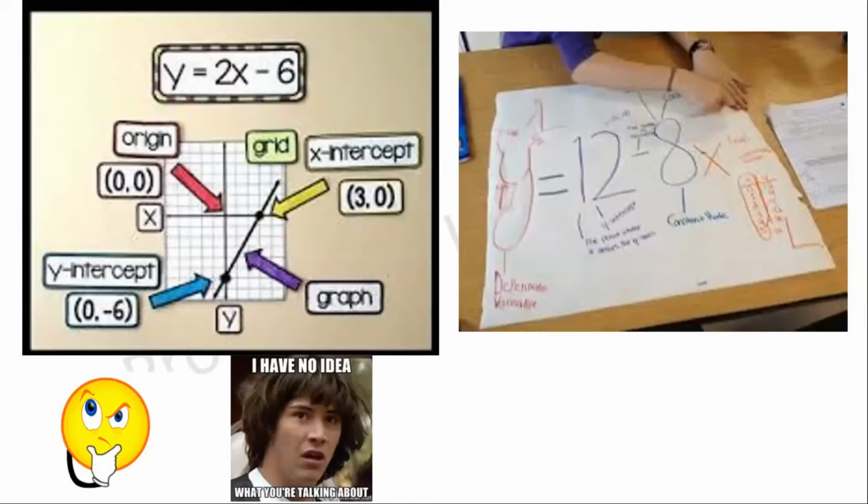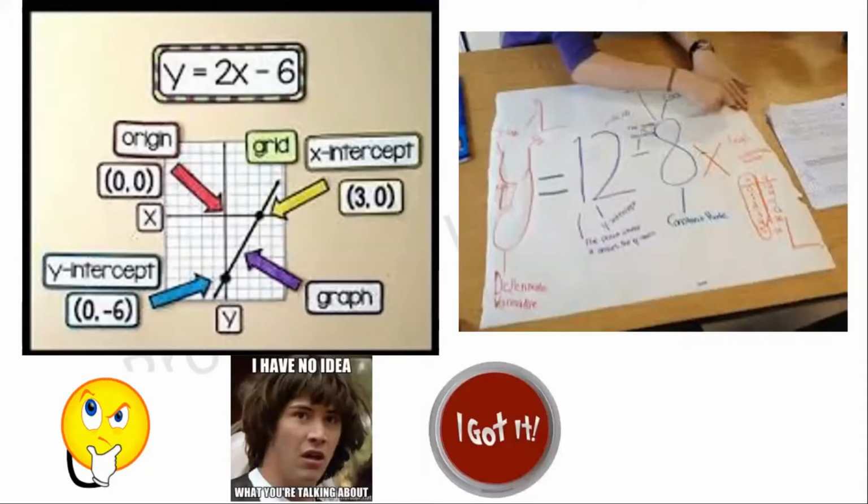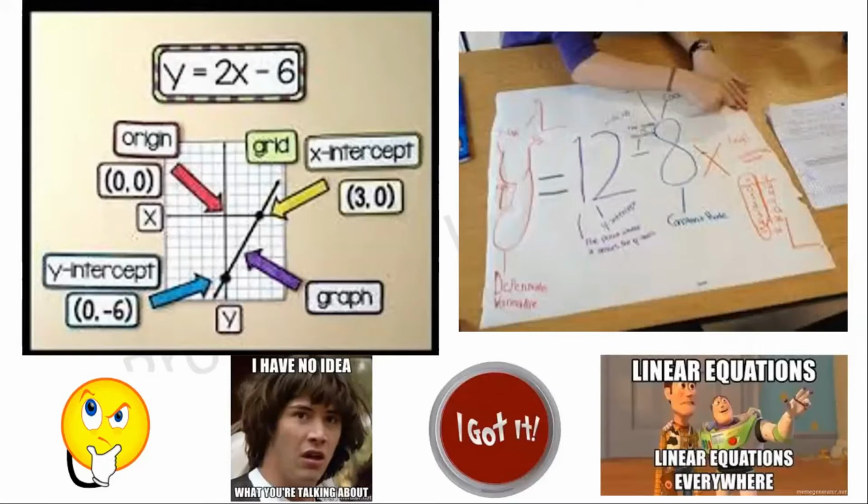y is equal to 2x minus 6 and y is equal to 12 minus 8x? Are both the equations linear equations? Yes, sir. Okay, so now you got it. So you said that these are the linear equations. And now, as you have already identified that it is a linear equation, let me show you something again.